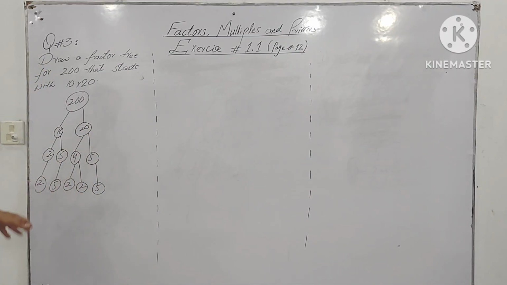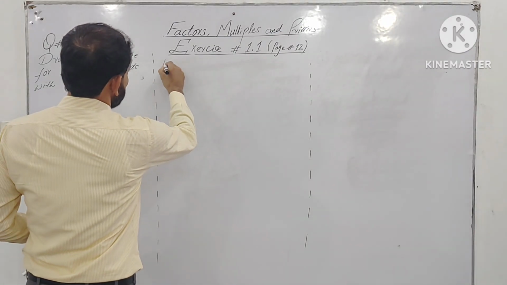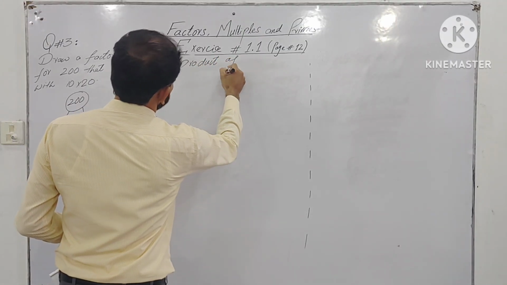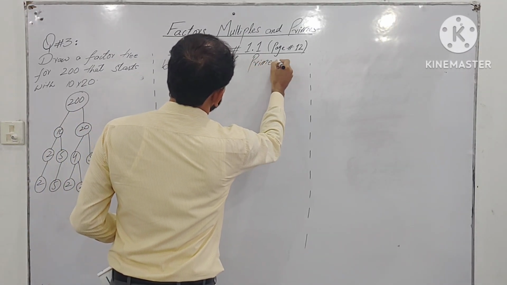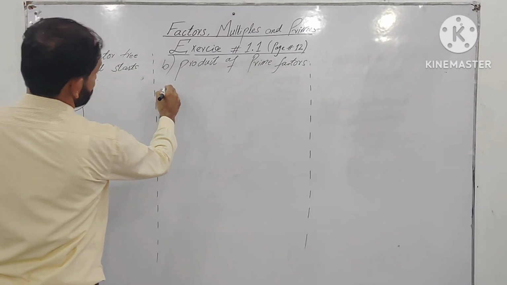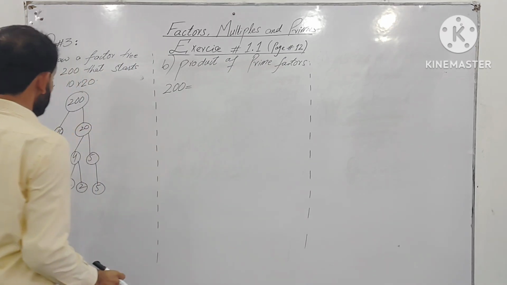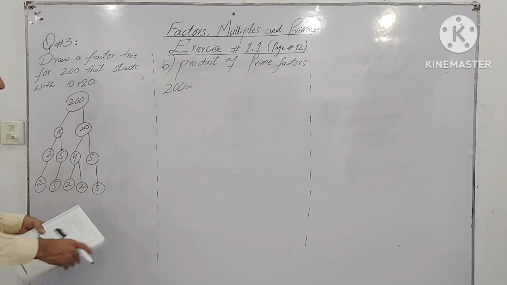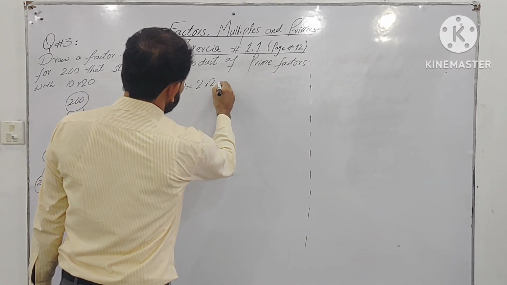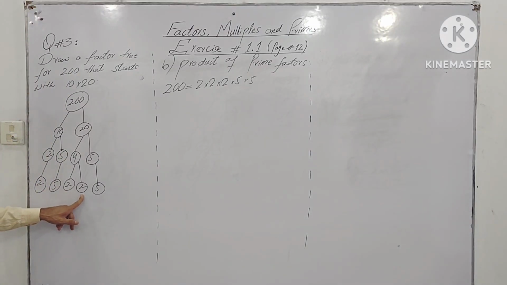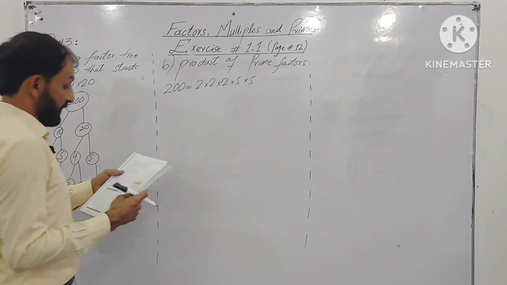As you can see, the factor tree is complete now. Write down 200 as a product of prime factors. Part B is the product of prime factors. Product of prime factors means 200 can be written in the form of 2 × 2 × 2 × 5 × 5, that is, 2 cubed times 5 squared.